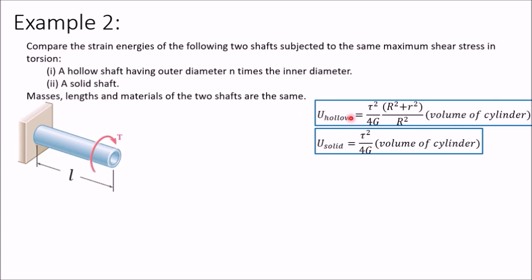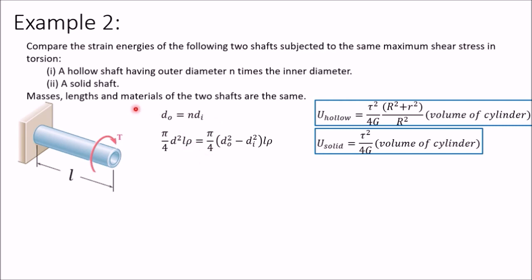So you can use this relation because tau is same for both the cases. Value of shear stress, maximum shear stress is same. Strain energy of hollow and solid cylinder, ratio of these two you can determine. Now condition for hollow shaft is given: outer diameter is n times the inner diameter. So for hollow shaft our DO is outer diameter and DI is inner diameter. So outer diameter is equal to n times inner diameter.